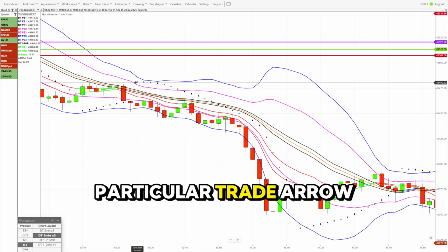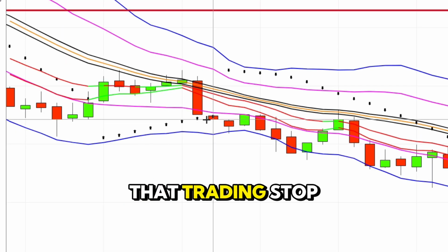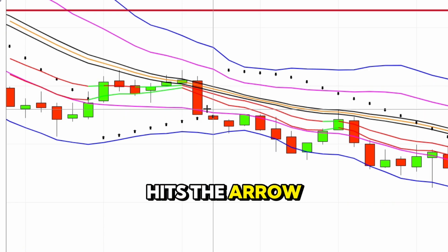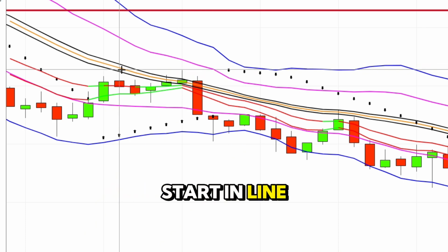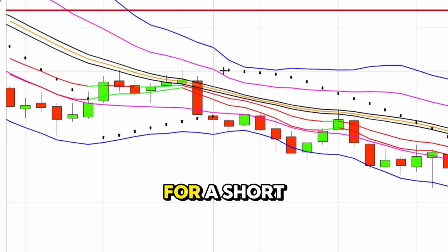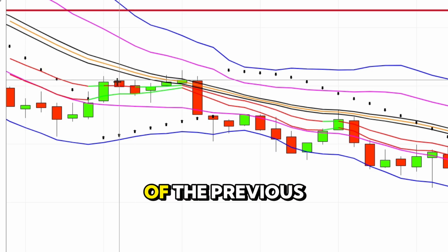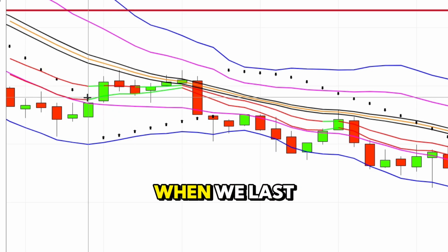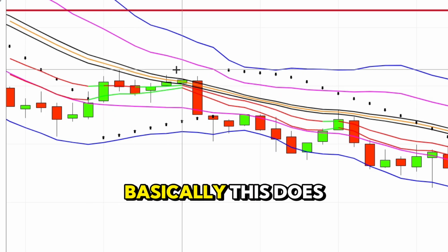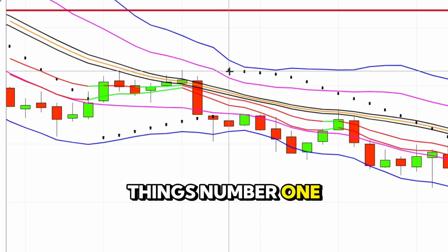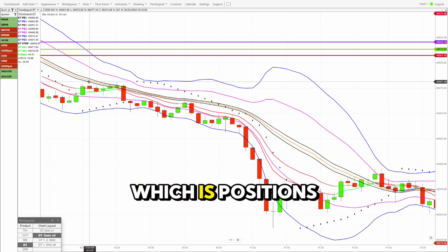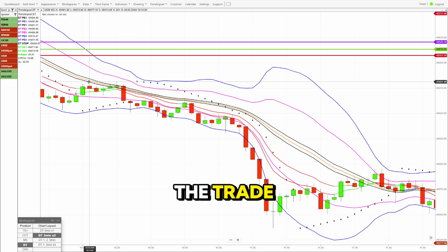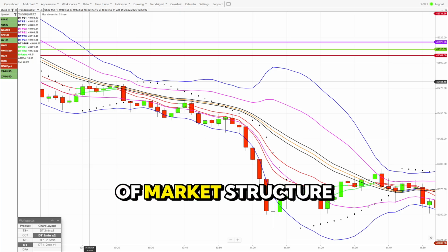So in this particular trade, arrow flip, that trailing stop comes in, candle hits the arrow, we flip over, we then look at the arrow position. Now the arrow position will always start in line, in this case for a short trade, with the high of the previous long trade, going back to when we last went short. Basically, this does a couple of things. Number one, it gives us a maximum stop loss, which is positioned so that we can't hold the trade past the point at which we enter the wrong side of market structure.